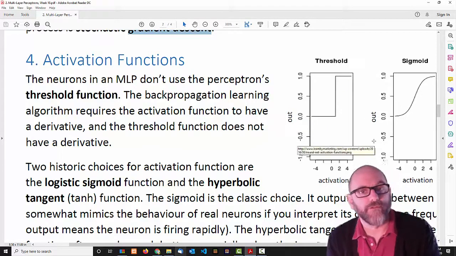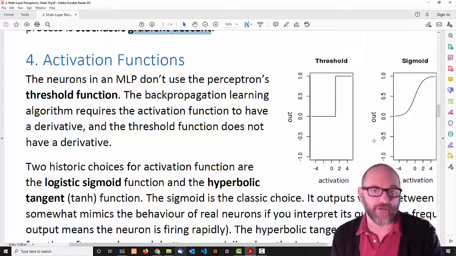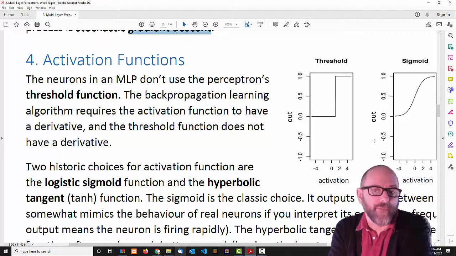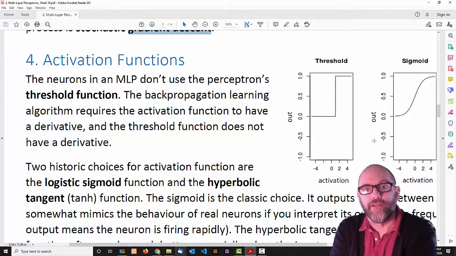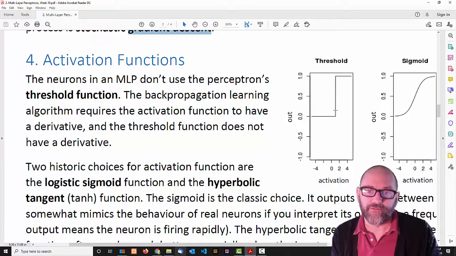So this threshold function works just fine for a perceptron learning algorithm, but it will not work for backpropagation because we need to have a function that has a derivative. And this doesn't really have a derivative. Because there's a break in the function here, we can't differentiate.